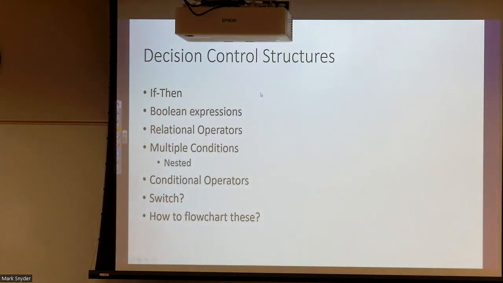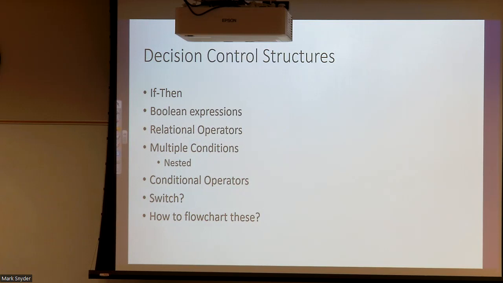The book's got pretty good stuff in there if you're following along in the book. But as you're reading along with that, I want to make sure I go over and hit the high points for you. So the basic decision control structure is if-then. We've talked in the past about expressions, but when we're talking about the decision control structures, we zoom in and focus on the Boolean ones, the ones that return true or false. And relational operators are what we use: greater than, less than, equal to. Those are the relational operators that we'll talk about.